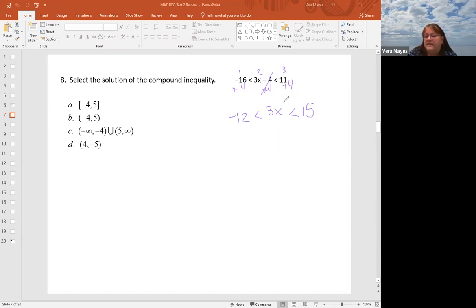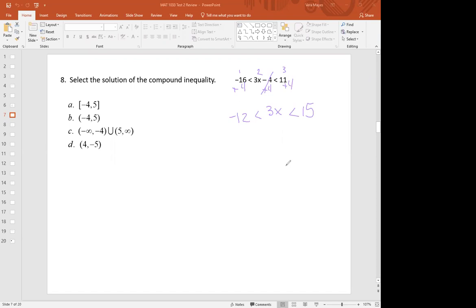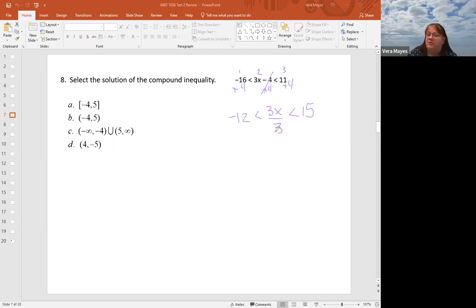I'm still trying to get the x by itself. So if you were to cover this up, or maybe by now you can ignore it for a second, what do we need to do to get the x by itself? Any ideas? Divide by 3. Perfect. If I divide the middle by 3, I have to divide the engine and the caboose by 3 also, right? So the 3s cancel, and that leaves me with a 5.